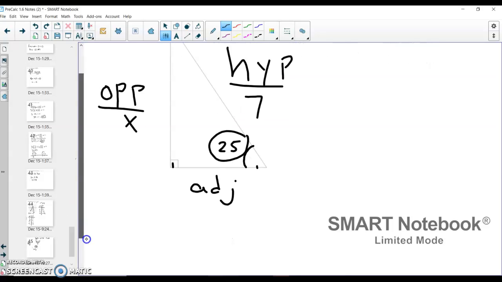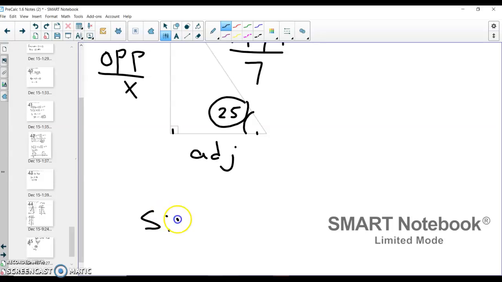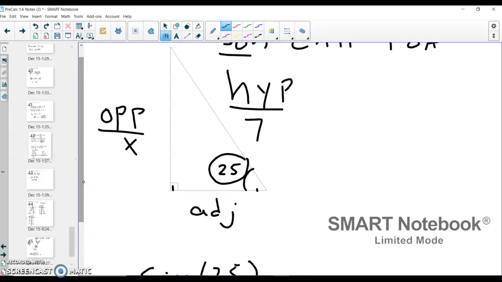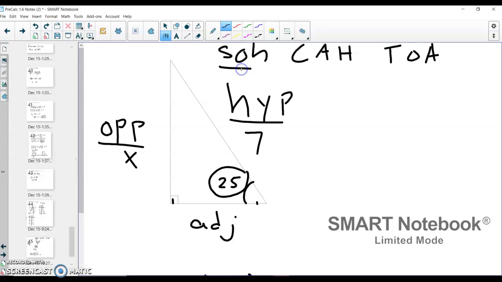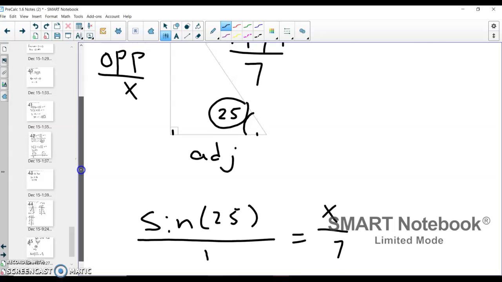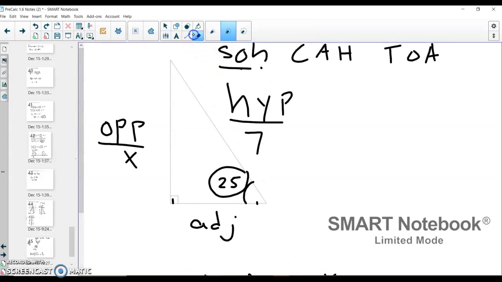And so the way I set it up is doing the sine of my angle, which is 25. I put that over 1, and I set it equal to the opposite divided by the hypotenuse, because O comes before H in SOH. So opposite divided by hypotenuse, that's x divided by 7, and I cross multiply and solve here for my answer. Let's change up the problem a little bit.